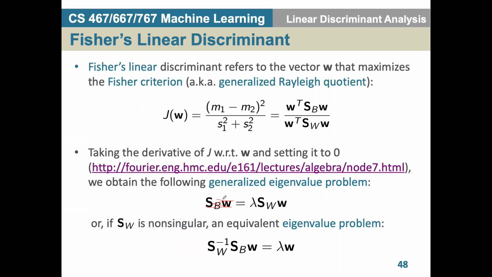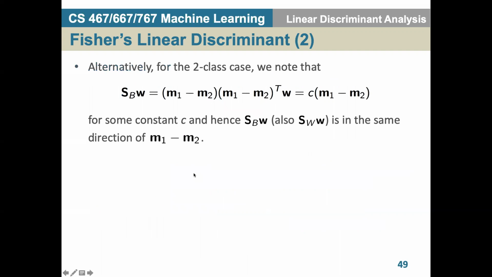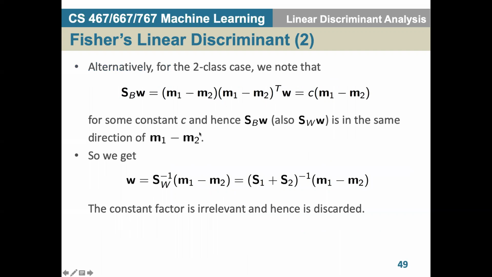So basically we just derive this is M1 with some constant, right? So now what we can do is, SW times W is along this direction, okay? So SB times W and SW times W are all along this direction, right? So we can say W is equal to the inverse of this, right? There's a small constant that we throw away, okay?